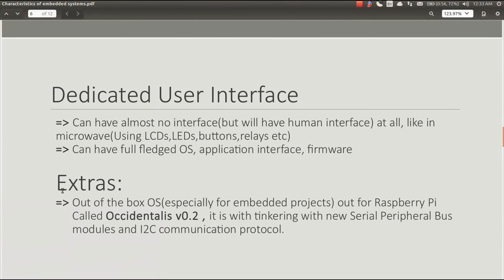Embedded systems have dedicated user interface. They can have no interface at all, but with human interface after all, like in a microwave using LCDs, LEDs, buttons, relays, etc. Or they can have full-fledged OS application interface and firmware.